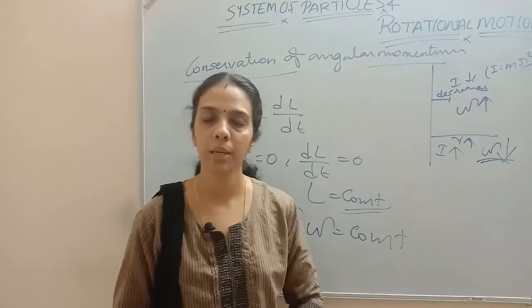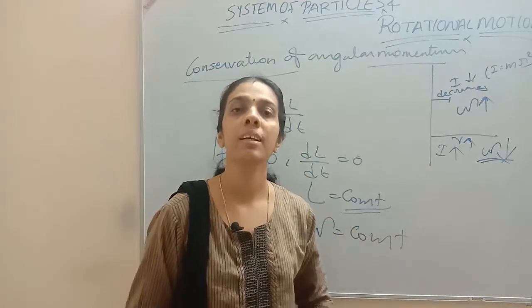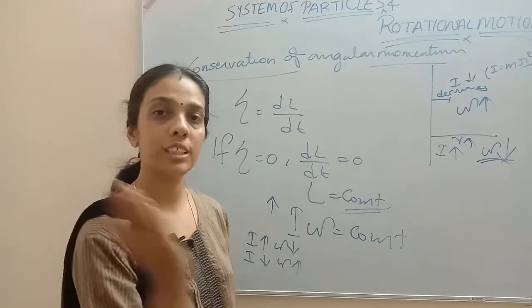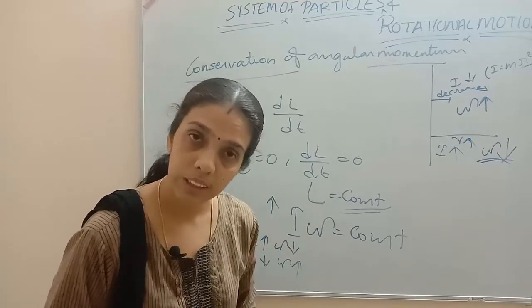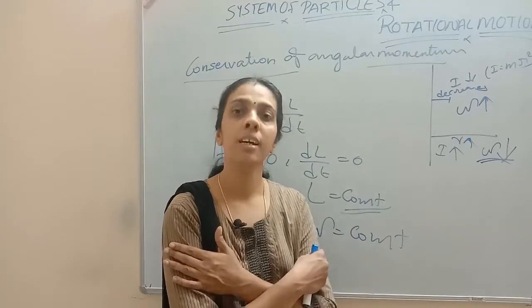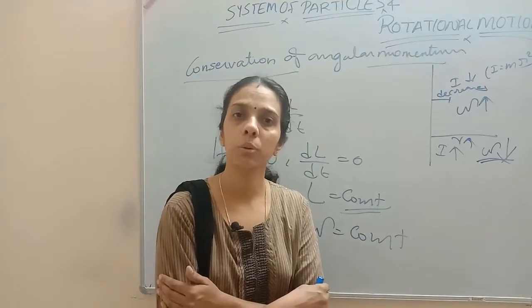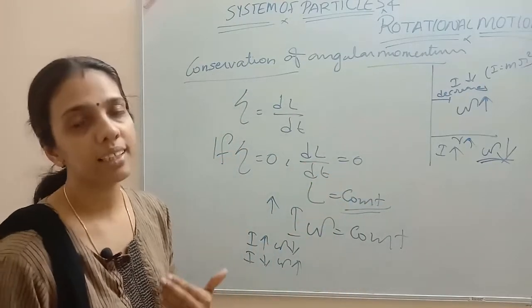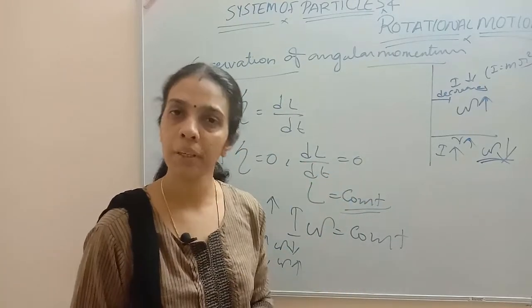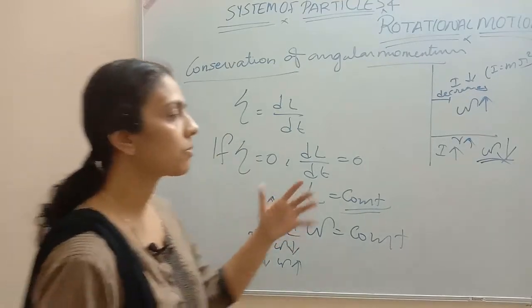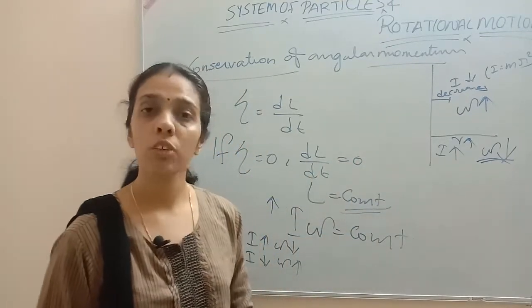So if they are keeping their hands away from the body, then the angular velocity will be decreasing. If they are keeping their hands together or too close to their body, then the moment of inertia will be decreasing and angular velocity will be increasing. Okay, so clear? These are some of the examples for conservation of angular momentum.